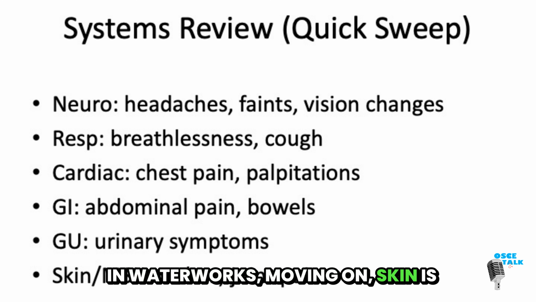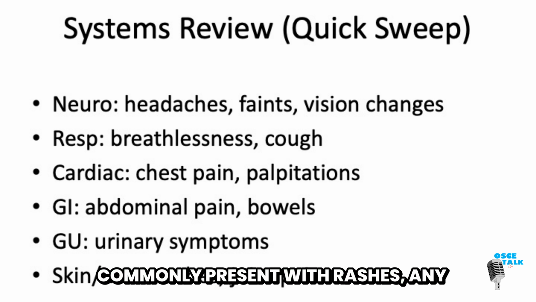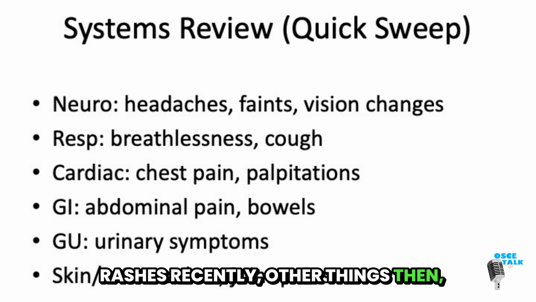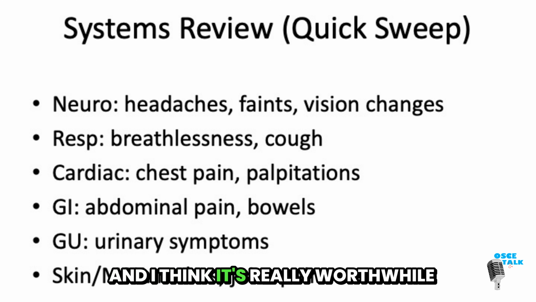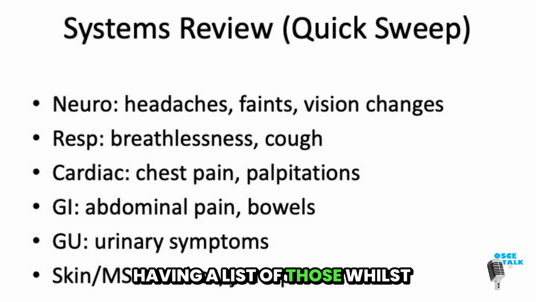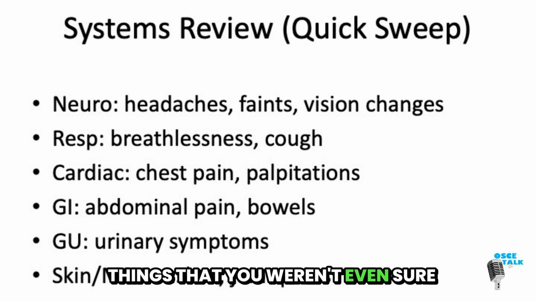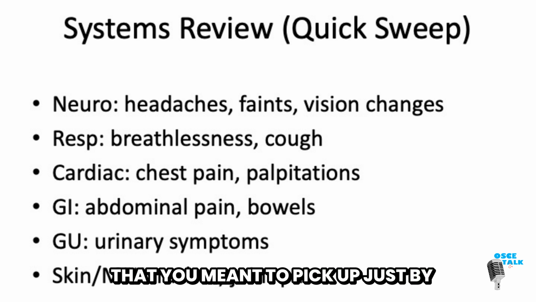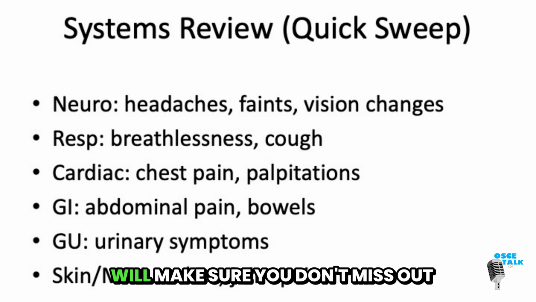Moving on, skin's an important organ, and lots of things commonly present with rashes. Any rashes recently? Other things then, MSK, bony pain, sore joints, things like that. And I think it's really worthwhile having a list of those whilst you're going through your history, because sometimes you'll pick up things that you weren't even sure you meant to pick up just by running through a very quick systematic history. And I think just doing it head to toe will make sure you don't miss out anything too big.